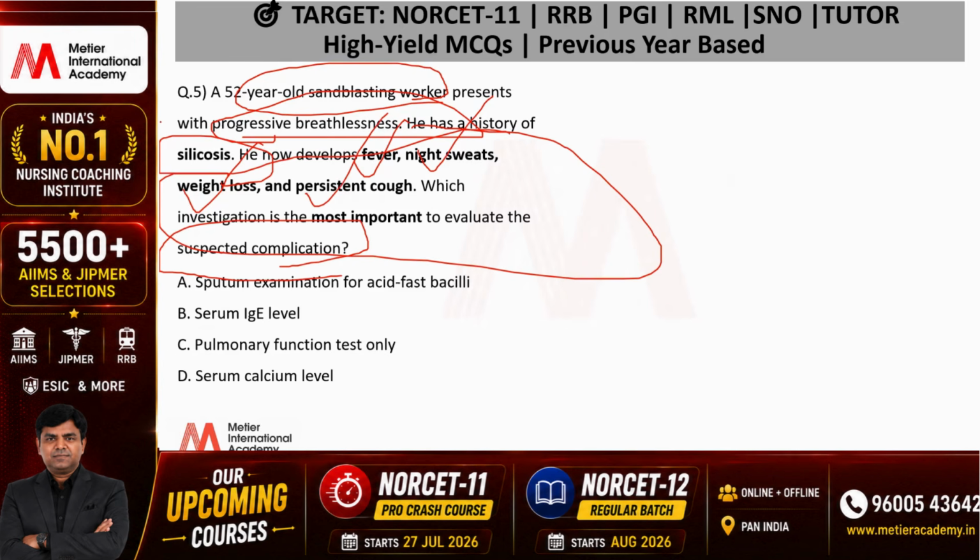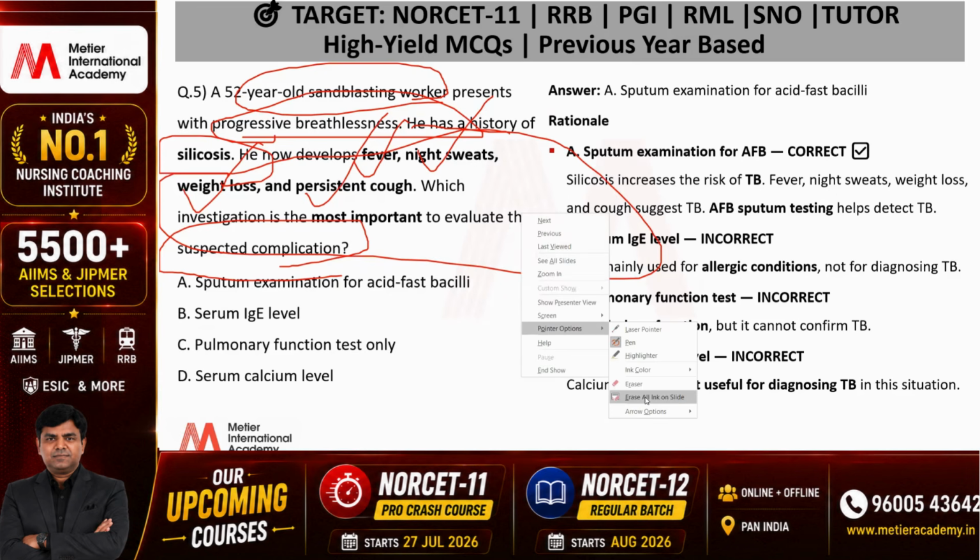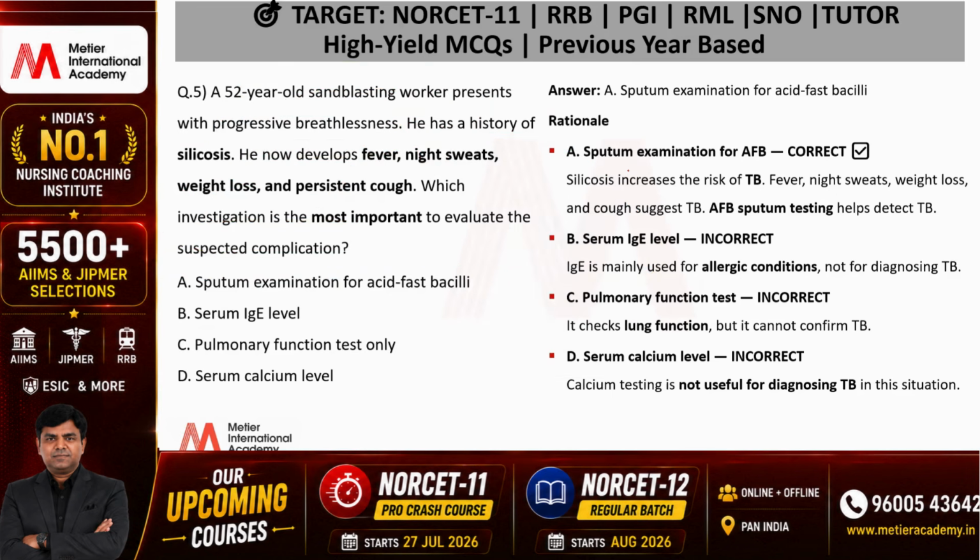Silicosis patients are prone to what? TB, right? So for TB, what investigation do we have to do? Option A is the right one. That is sputum examination for acid fast bacilli. So here the right answer is going to be Option A, sputum examination for acid fast bacilli.